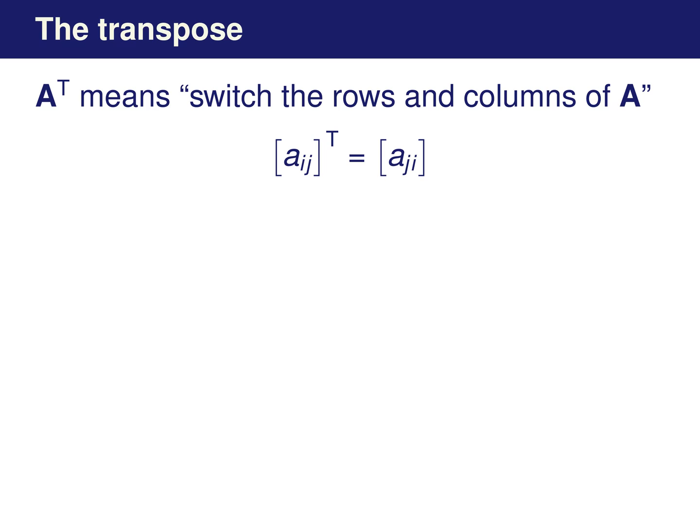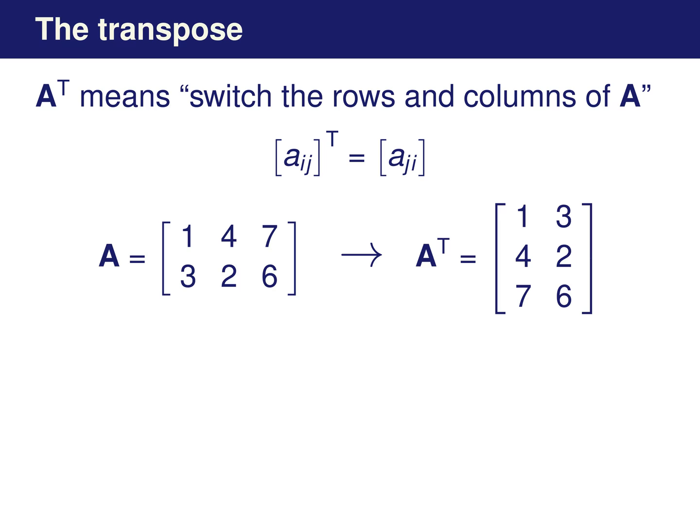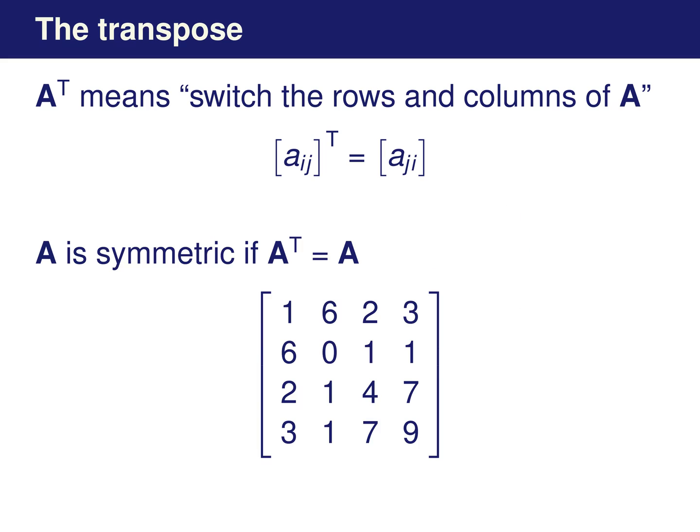The transpose of a matrix A, denoted by A superscript T, is formed by switching the rows and the columns of A. For example, the transpose of the matrix 1 4 7, 3 2 6 is 1 3, 4 2, 7 6. A matrix which is its own transpose is called a symmetric matrix. A symmetric matrix must be square. That is, the number of rows must equal the number of columns. Notice that a symmetric matrix is symmetric about its diagonal.